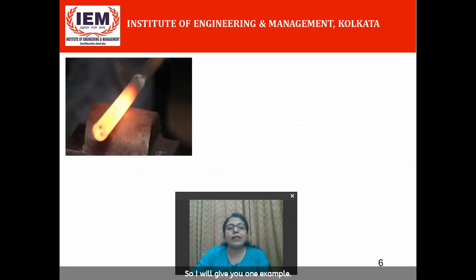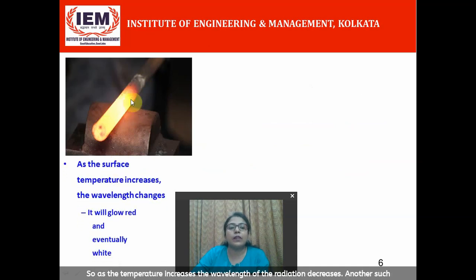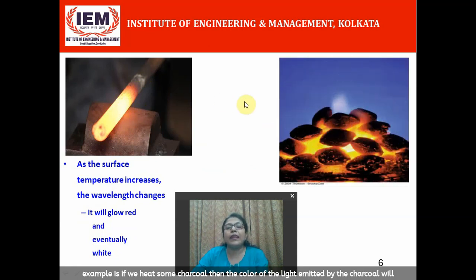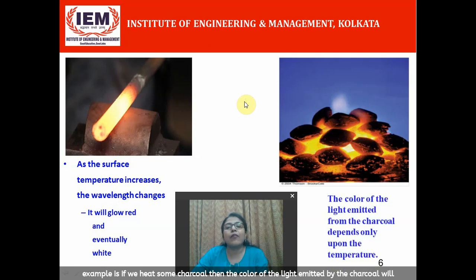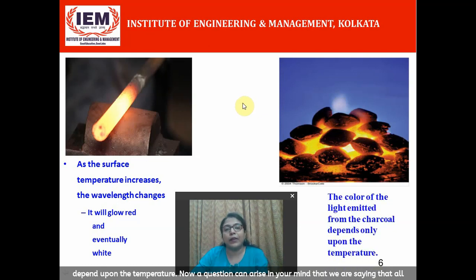So I will give you one example. If we heat an iron rod, then the rod first glows red, then yellow, then blue, and then it glows white at a very high temperature. So as the temperature increases, the wavelength of the radiation decreases. Another such example is if we heat some charcoal, then the color of the light emitted by the charcoal will depend upon the temperature.